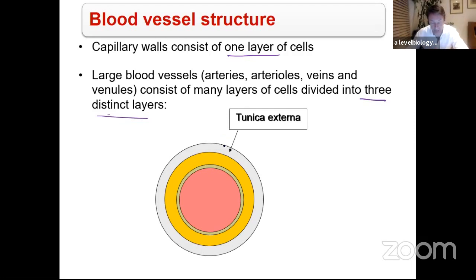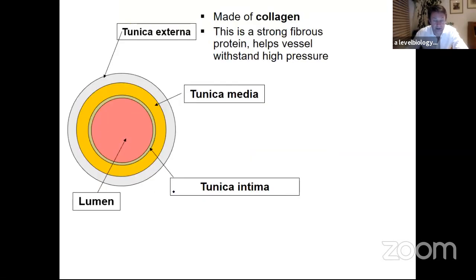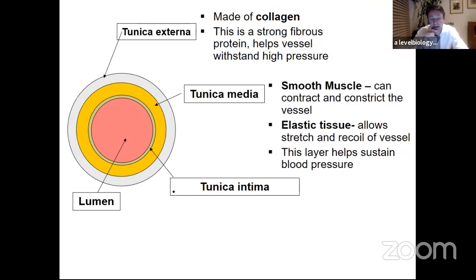So around the outside, we've got tunica externa, then we've got tunica media, and then you've got tunica intima or tunica interna. And then this is the lumen through which the blood flows. So tunica externa has lots of collagen, which is a strong fibrous protein. Tunica media, we've got smooth muscle, which definitely does not propel the blood under any circumstances ever.